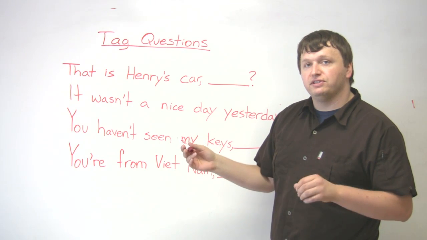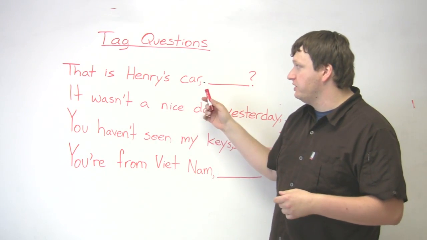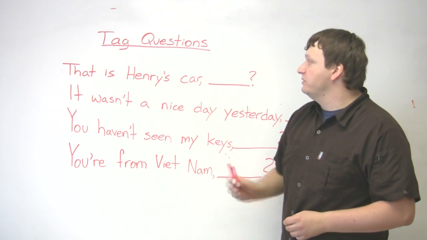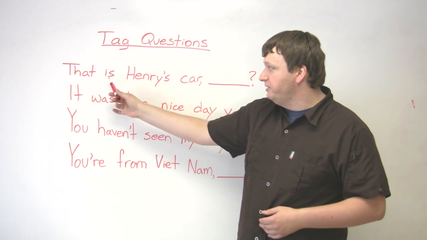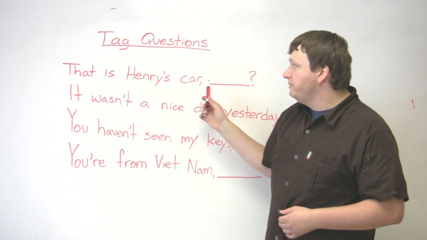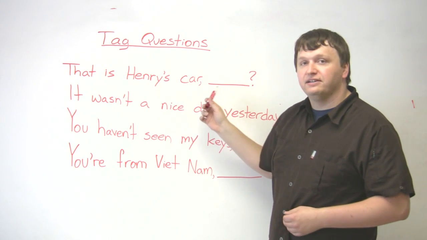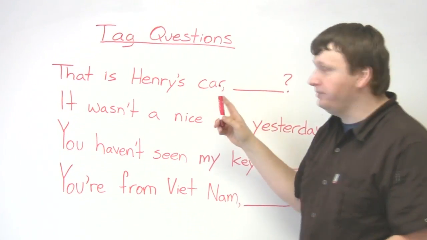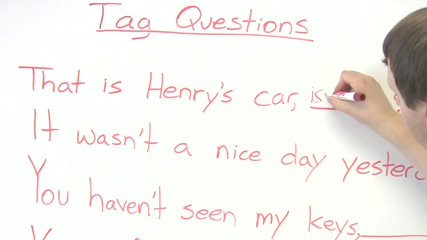First of all, a tag question is composed of two parts as well. A full statement, so that is Henry's car, which is a full sentence, and the tag. So how you make the tag is, you look at the form of the verb to be here. That is Henry's car. Now, since this is in the affirmative, in the positive, the tag switches to negative. So the negative of is isn't, right? So that is Henry's car. Isn't it?